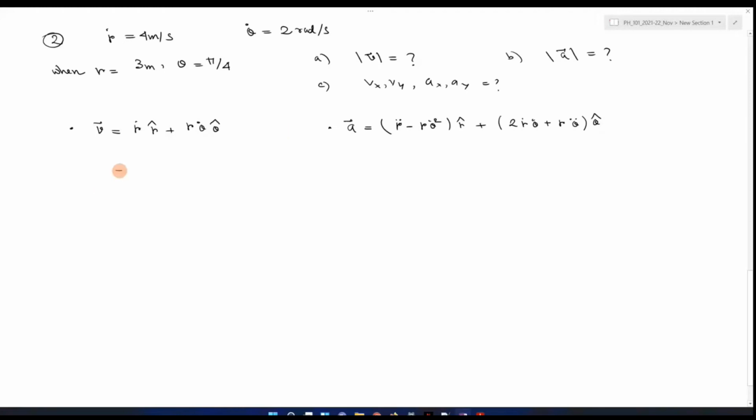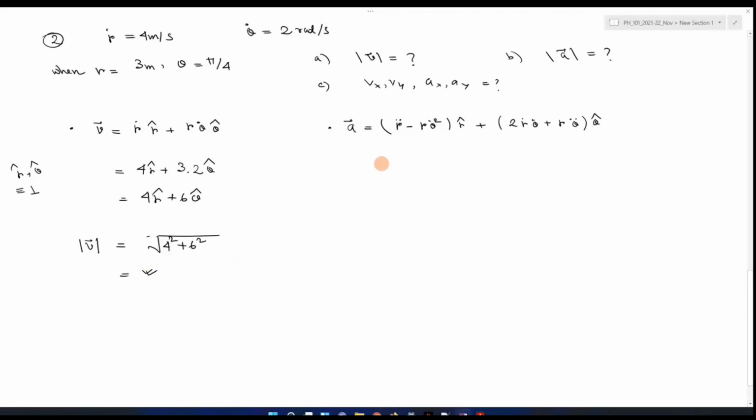So V will become ṙ, which is given to you as 4 r cap, and r at 3 meters, θ̇ you are given as 2, θ cap. So this is 4 r cap plus 6 θ cap. To find speed, can anybody tell me what is the angle between r cap and θ cap? 90 degrees. Yeah, they are orthogonal. So because they are orthogonal, we can simply write 4 square plus 6 square. So you can find it.